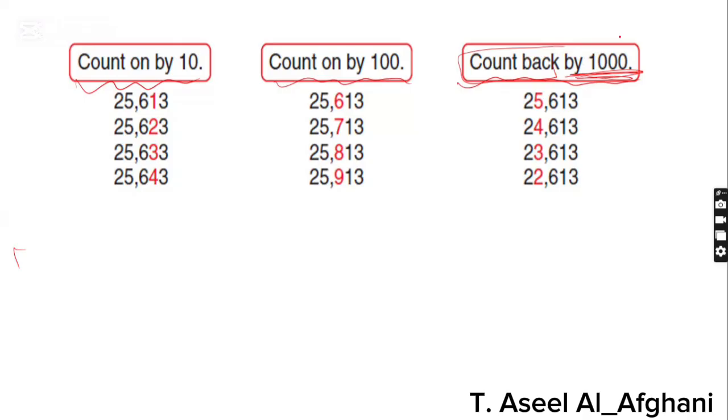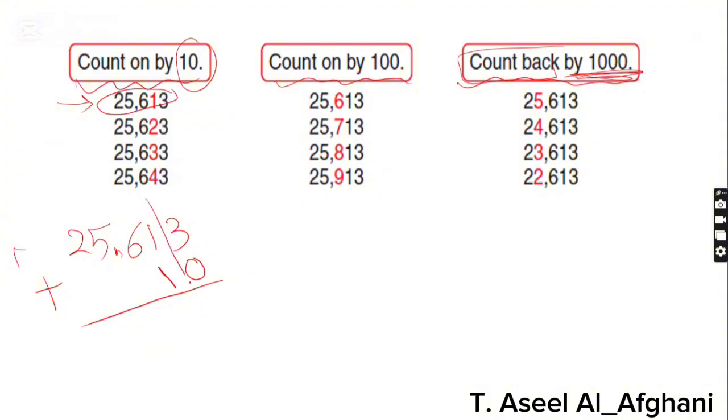So what should we do? We take the number that we need to start with, which is 25,613 here. And each time we add 10 to it. So what do you do actually? We put the number 25,613 plus 10. Each time we add 10. So I will put 10 here, ones under ones and tens under tens. And I'm ready to add.